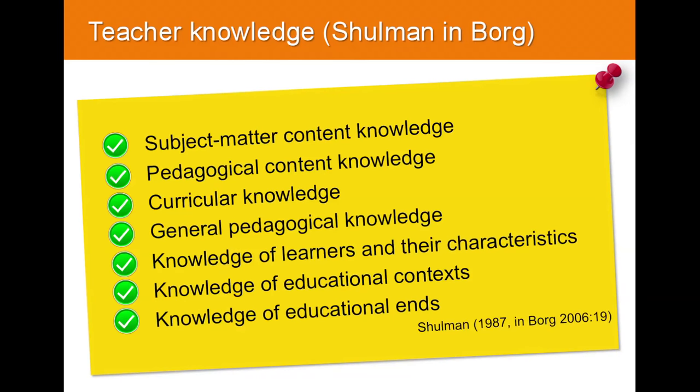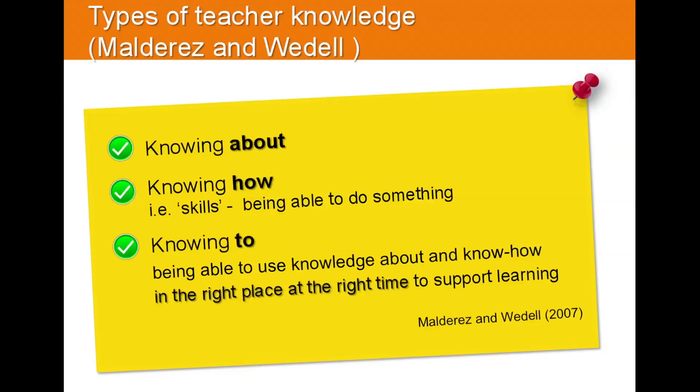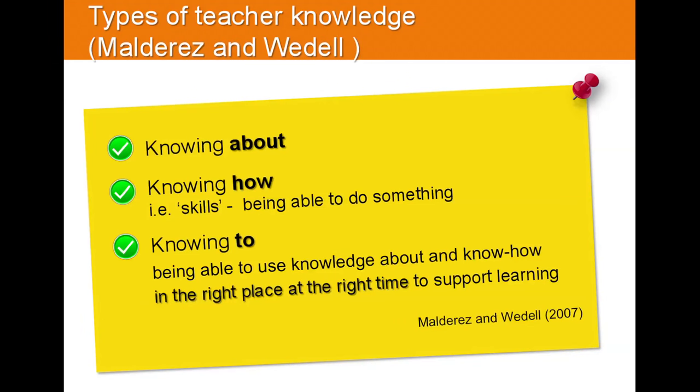And knowing why my students need to learn this, what is the ultimate goal of this program? So this is Shulman and Borg. Interestingly, Malderez and Wedell identified a completely different set, three different kinds of knowledge. Very simple. The first one they call knowing about. So knowing about the English language, knowing about the different systems, knowing about the different skills. But also fundamentally, a teacher needs to know how, needs to have skills, teaching skills, personal skills. And the third type, which is even more interesting in my opinion, is what they call knowing to.